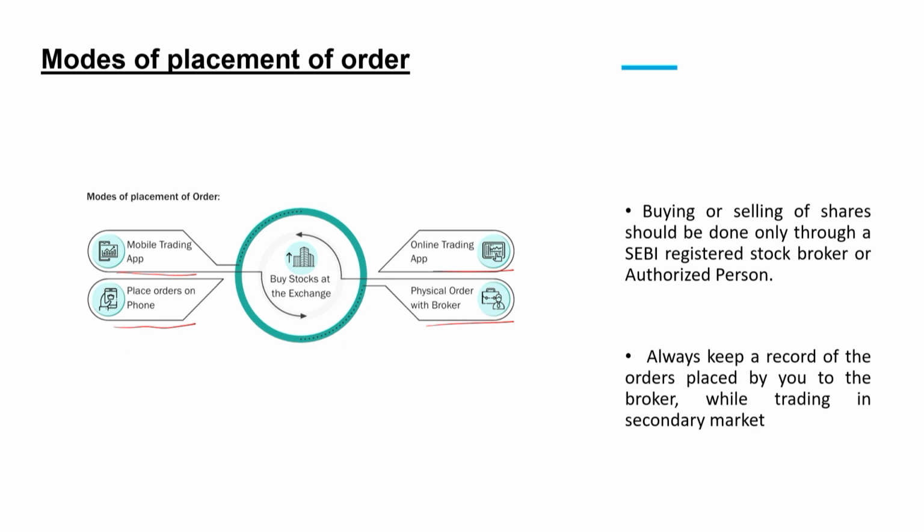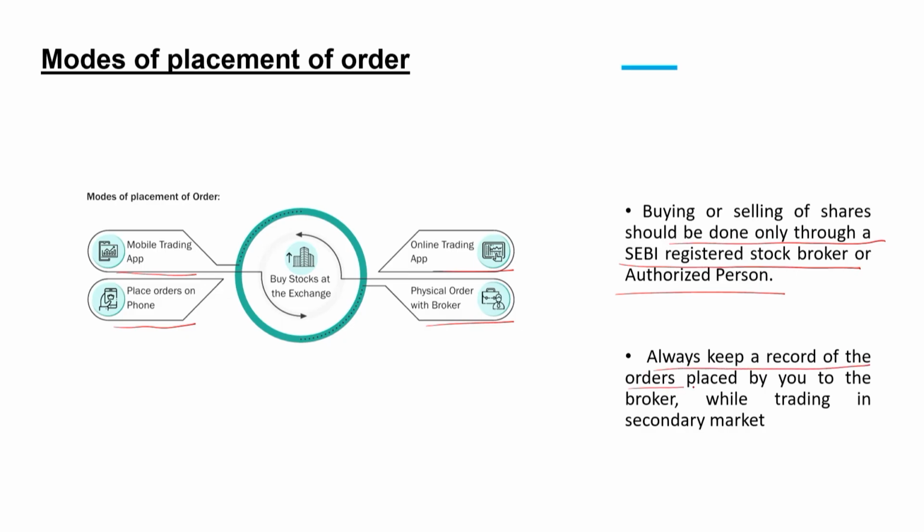Buying or selling of shares in the secondary market should only be done through a SEBI registered stock broker or any authorized person. That means they are enabled by SEBI and stock exchanges to participate in the financial market on your behalf for the purpose of selling and purchasing shares and securities. They always keep a record of the orders placed by you, and they also take care of the different rules and regulations that must be followed by stockbrokers in the secondary market.